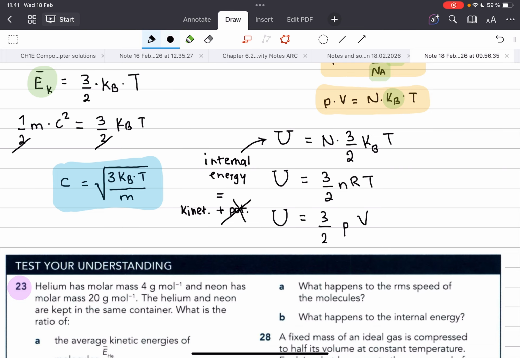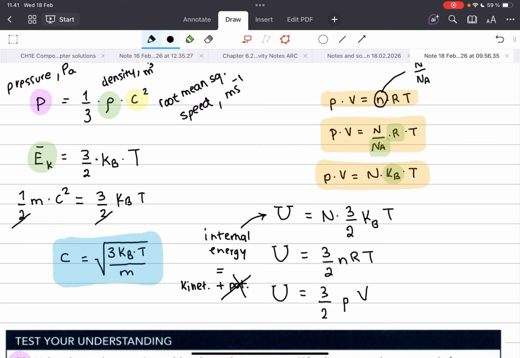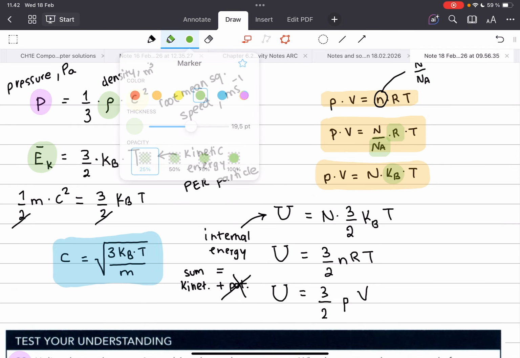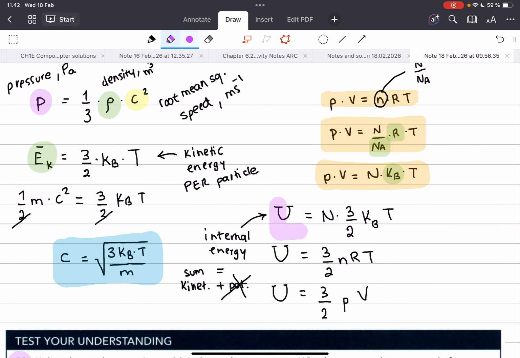energy of the particles. And we saw here, this was the average kinetic energy per particle of the substance. If we want to find the internal energy, which is the sum of all of the kinetic energies of the particles in the substance, then you're going to have to multiply the whole thing by n. So U, the internal energy, is n times the average kinetic energy per particle.